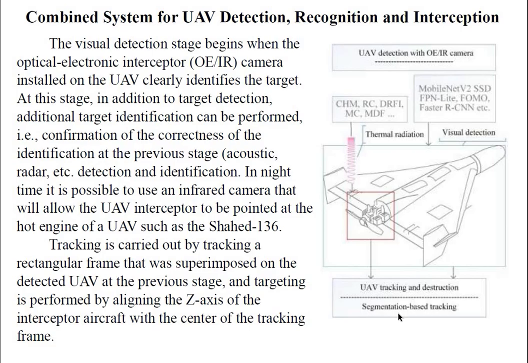And some words about tracking. Tracking is carried out by tracking a rectangular frame that was superimposed on the detected UAV at the previous stage, and targeting is performed by aligning the z-axis of the intercept aircraft with the center of the tracking frame. This is one more issue for future research.